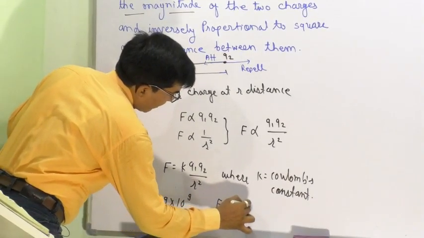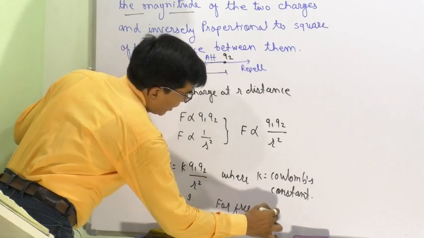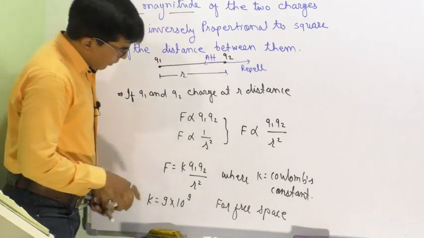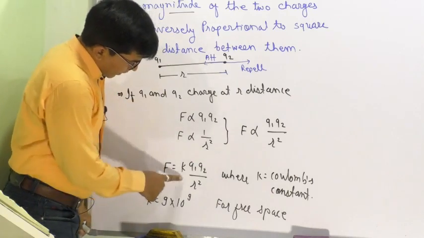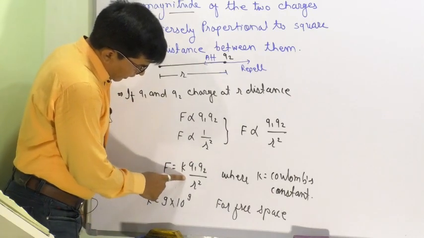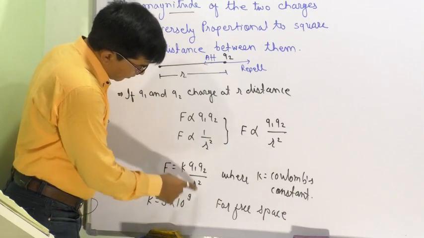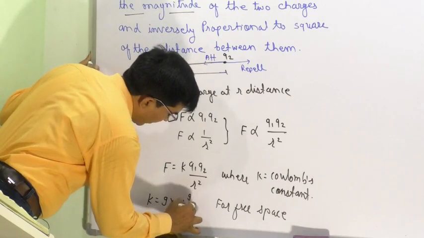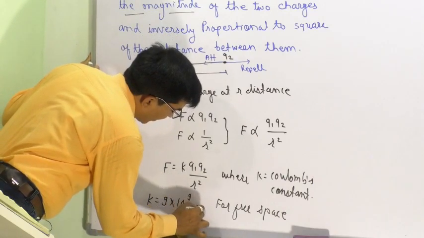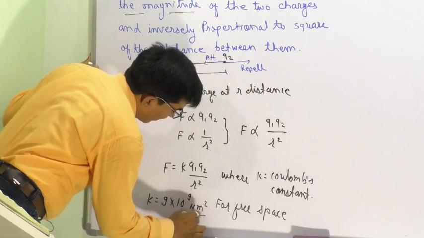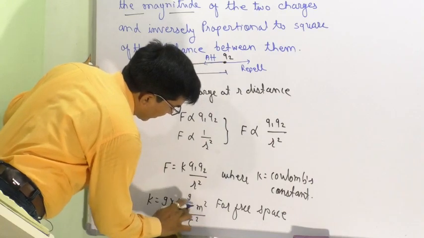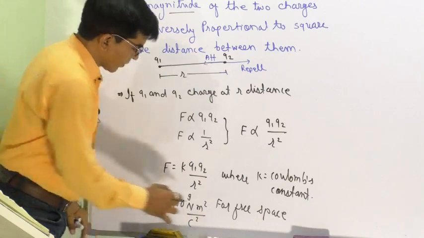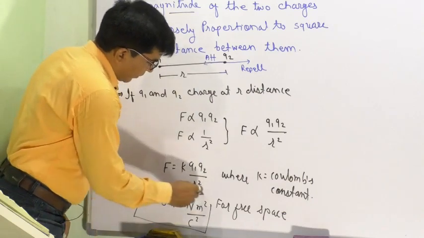for free space. It means vacuum. What would be the unit of K? K is equal to F R square upon Q1 Q2. F will be Newton, so it will be Newton meter square per Coulomb square. Newton meter square per Coulomb square. This is the value of K. You should remember it.